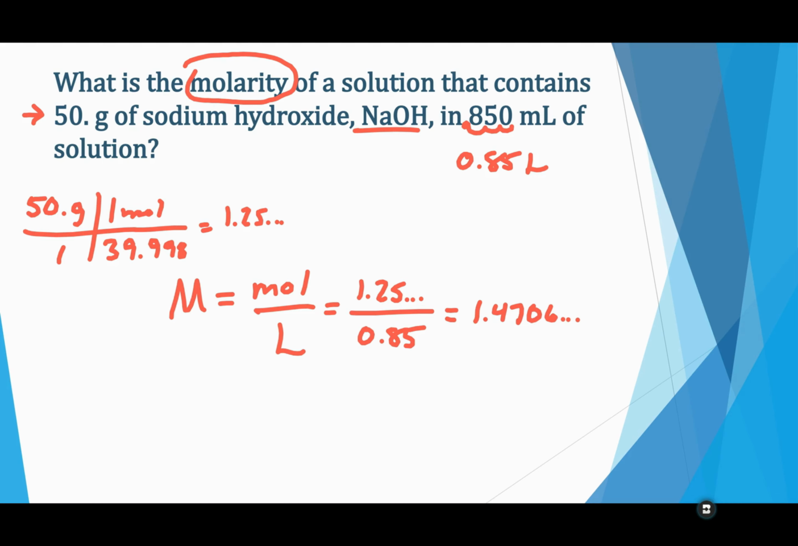So follow sig fig rules. I have two sig figs, so it becomes 1.5 molar NaOH.